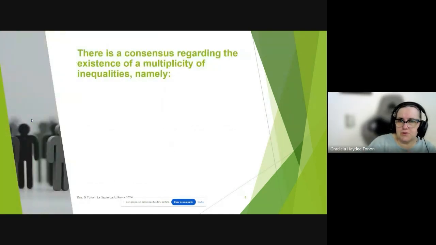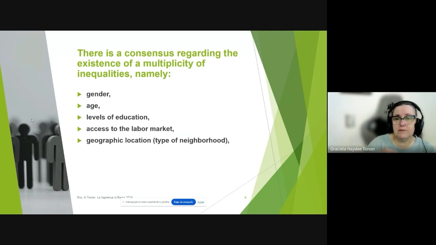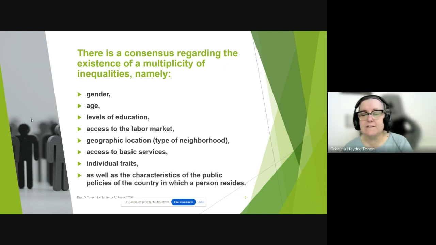So there is a consensus regarding the existence of a multiplicity of inequalities today. For example, inequalities of gender, inequalities of age, inequality in relation with levels of education, inequalities in access to the labor market, inequalities in relation with geographic location, for example, the type of neighborhood where the people live, inequalities in access to basic services, inequality related to individual traits, as well as the characteristics of the public policies of the country in which the persons live. Yes?